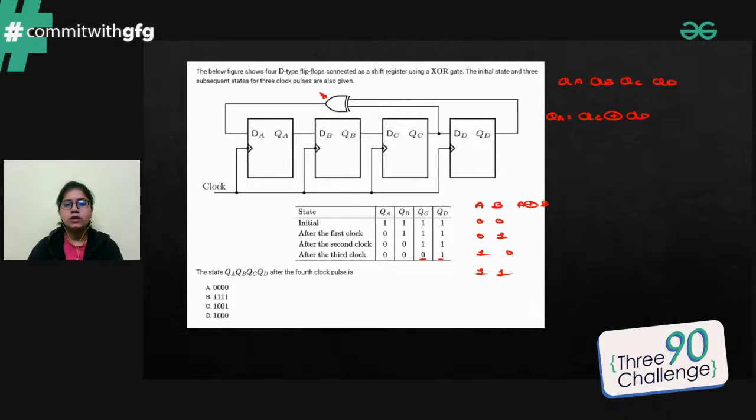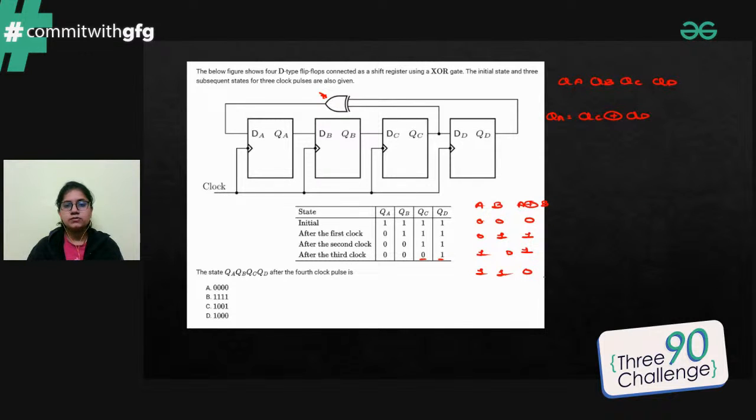What is the result for A XOR B? It will be 0, because for similar inputs the truth table for XOR is 0. For 0 and 1, it will be 1, because for different inputs it is 1. For 1 and 0, it will be 1. And for 1 and 1, it will be 0. I hope this is clear. The truth table is absolutely clear to you all.